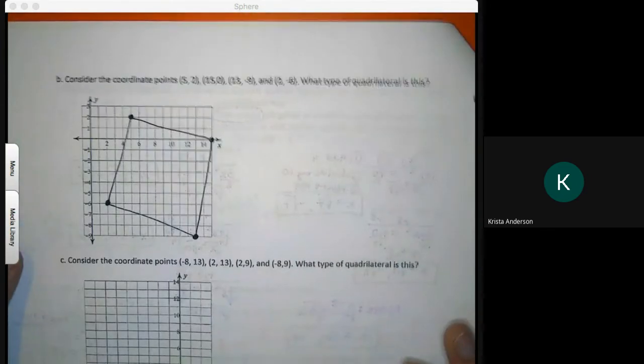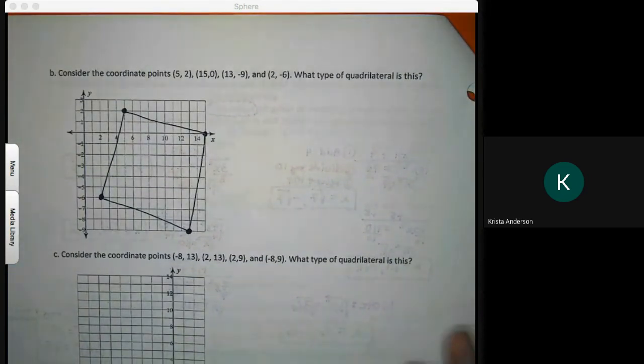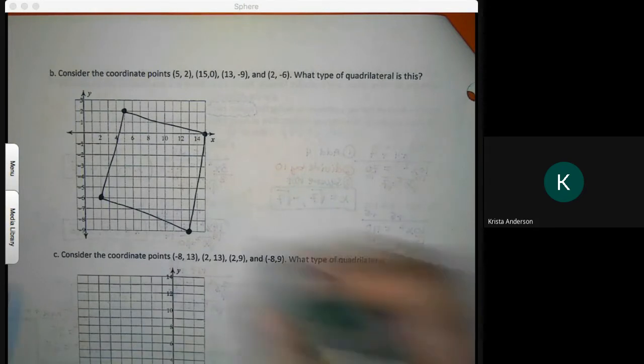What shape is this one? Quadrilateral. Square or quadrilateral? Which one? Square. I'm going to check. I'm going to look at the slopes.